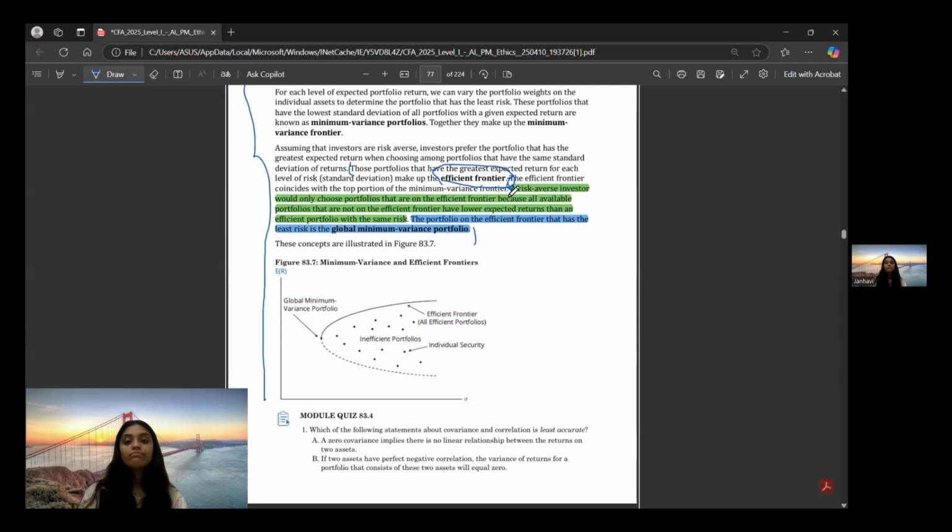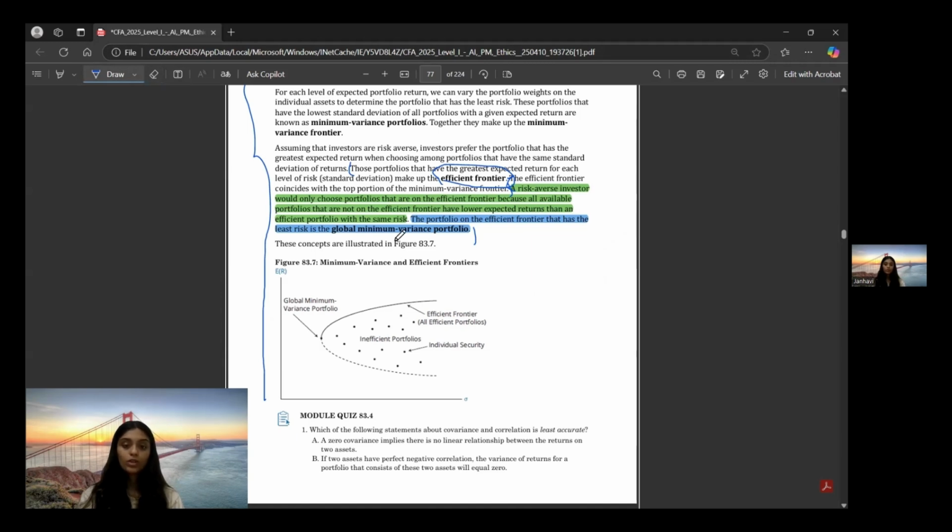So this just tells you that when there is a minimum variance frontier and an efficient frontier, for example, if the minimum variance frontier is like this and the efficient frontier is like this, at the top it coincides. That's it. Remember it just in case they give it as an MCQ.